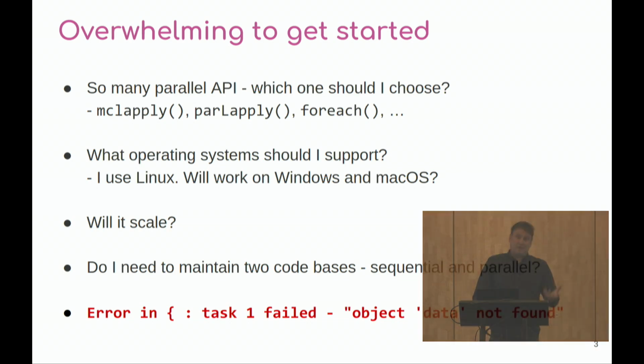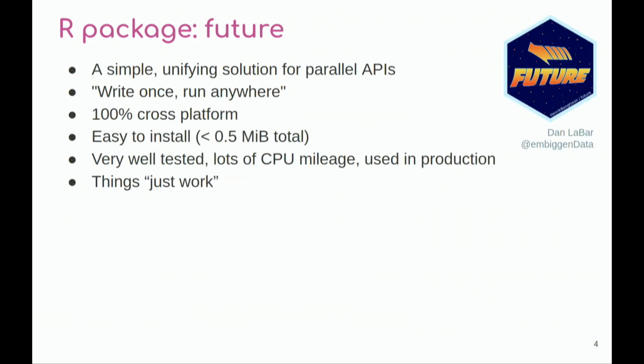So that's where the future framework and the future package comes in. It tries to take away all those things. You don't have to worry about them. It's a simple unifying solution for parallel APIs in R. The motto is write once, run anywhere. 100% cross-platform. It's installed super easily with all its packages, so you don't have to worry about that. As I claim, it's very well tested, has lots of CPU mileage, and is used in production. And it is meant so that things just work. There will be corner cases, but they can be fixed. But most of the time, it will just work.